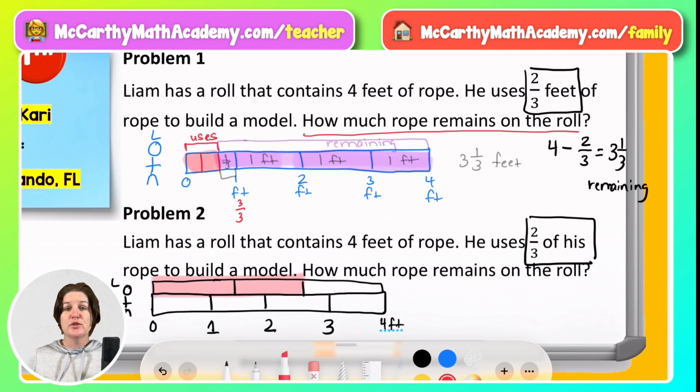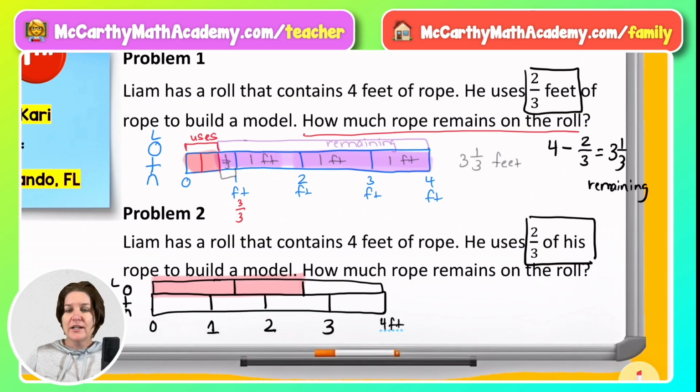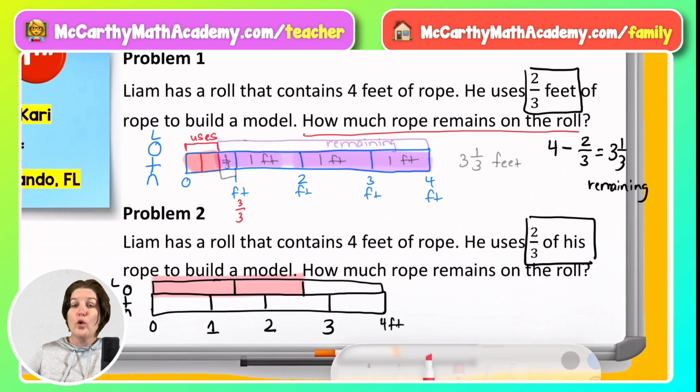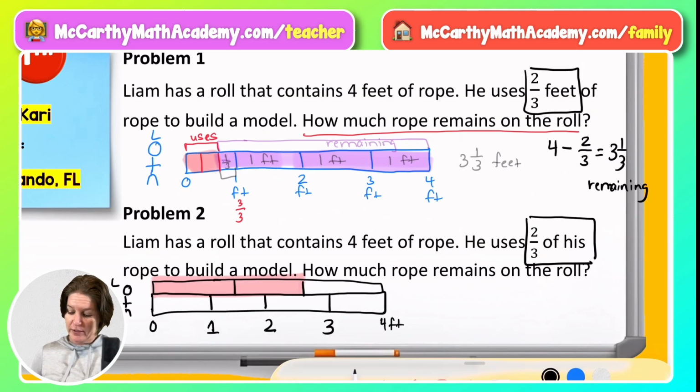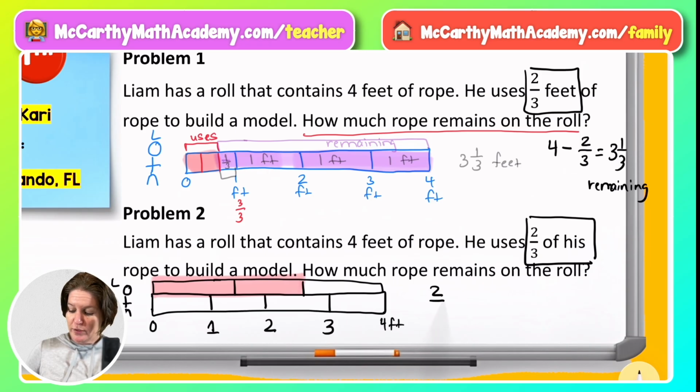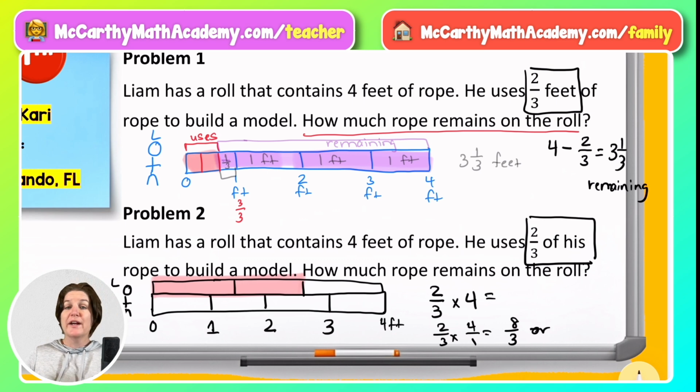Okay? Which is in between 2 and 3 when we're thinking about it visually like that, 2 feet and 3 feet. So what's happening here is we're finding 2/3 of the whole. He's taking 2/3 of the whole, which means that we need to multiply here. So that would be 2/3 of 4. I like to do it like this, 2/3 times 4 over 1, which equals 8/3. And we could also write 8/3 as 2 and 2/3 feet.